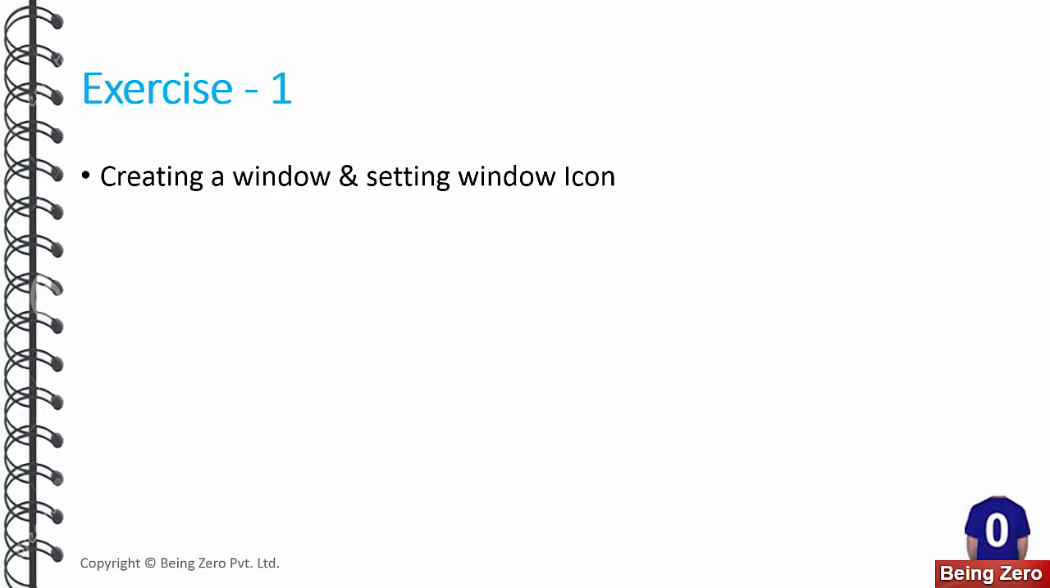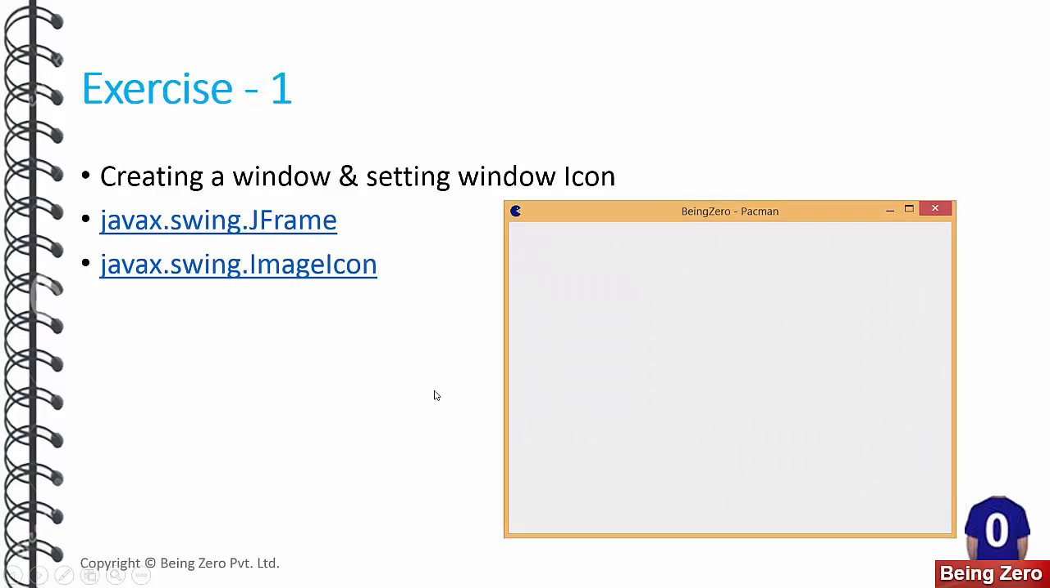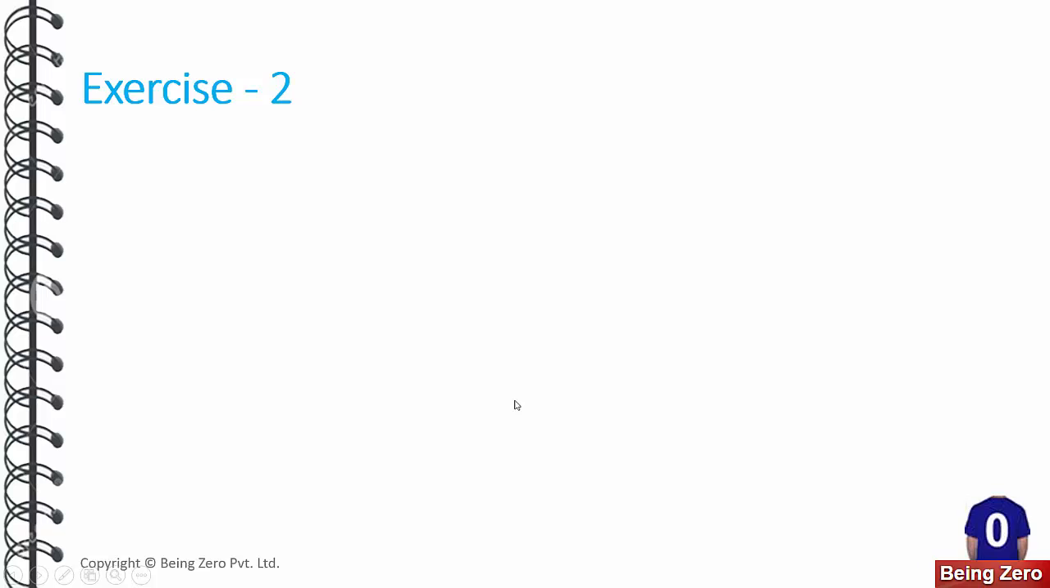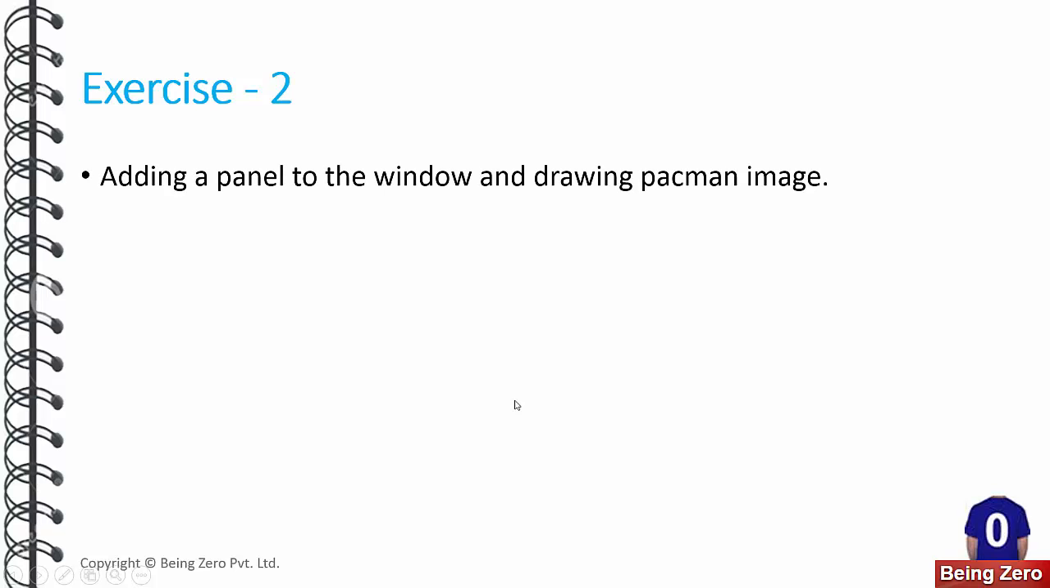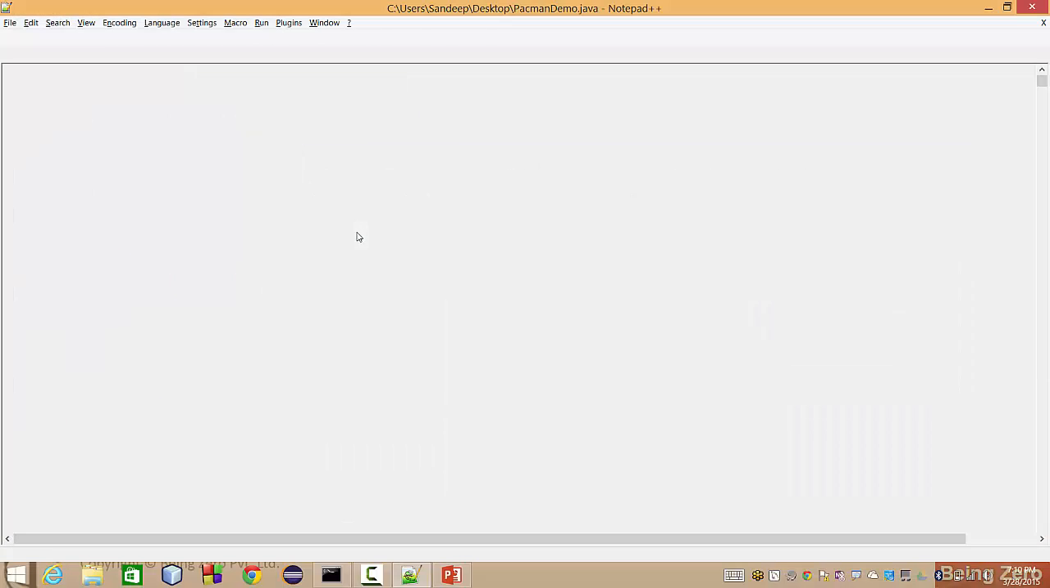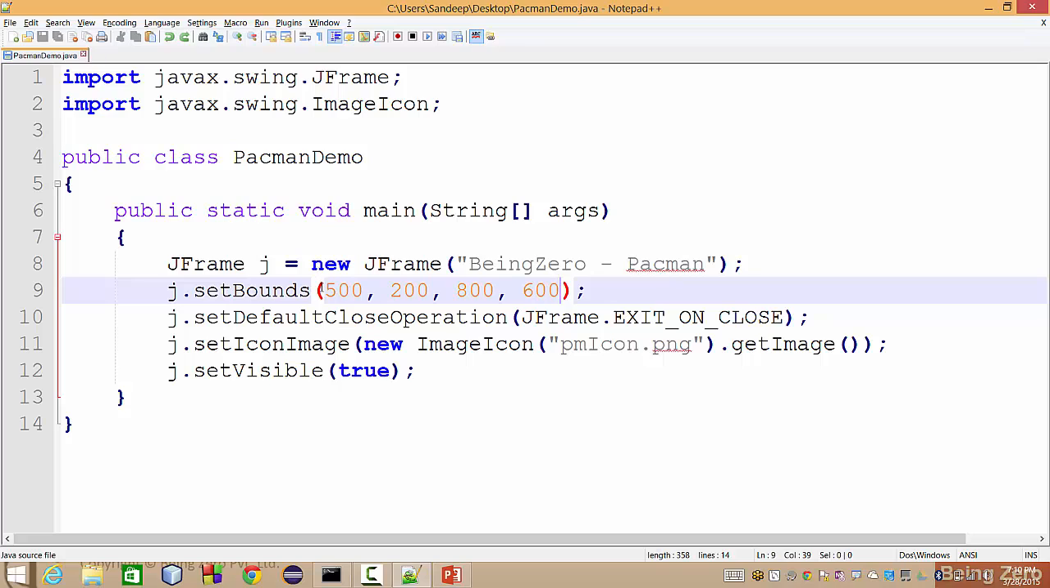Basically, in exercise 1 we created a window and set the icon of the window. We used two classes, JFrame and ImageIcon, and this is what we created in video 1. Now in the second exercise, our goal is to add a panel to the window and draw Pacman images on that. A panel is a container in Java on which we can write our custom draw method. Basically, we can write code to move the Pacman character around. So let's start. This is the code we had written in video 1.